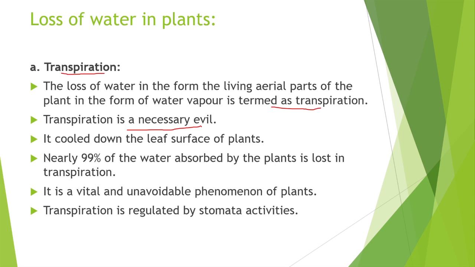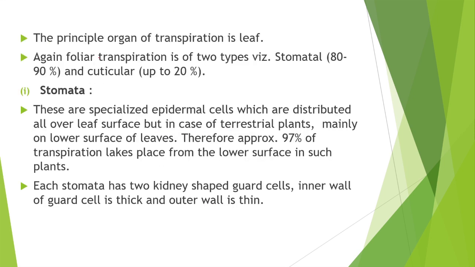It cools down the leaf surface of the plants. Nearly 99% of the water absorbed by the plant is lost due to transpiration. It is a vital and unavoidable phenomenon of plants. This transpiration is regulated by stomatal activities. The principal organ of transpiration is the leaf. Again, this foliar transpiration is of two types, stomatal transpiration and cuticular transpiration. By stomatal transpiration, 80 to 90% transpiration occurs, and by cuticular transpiration up to 20% transpiration occurs.